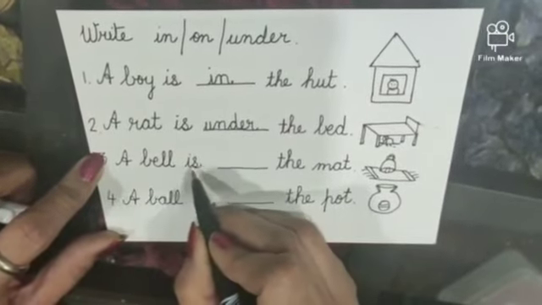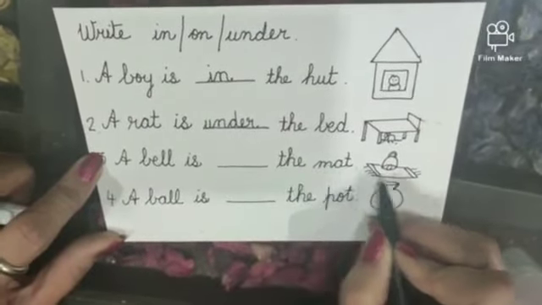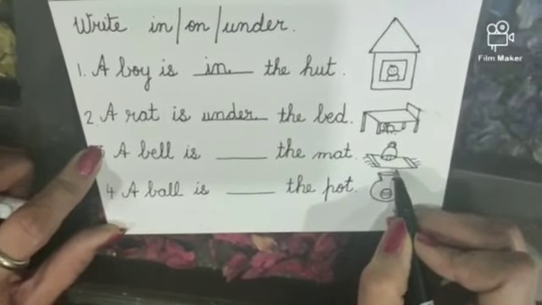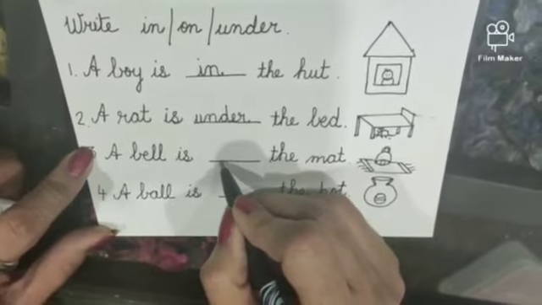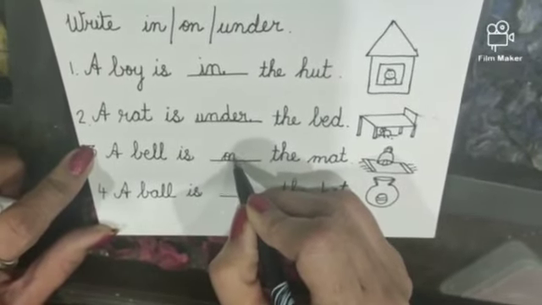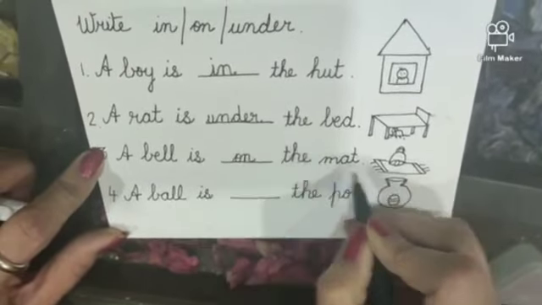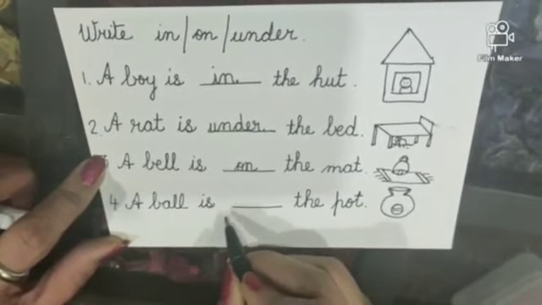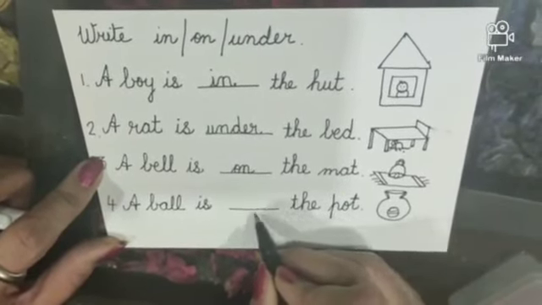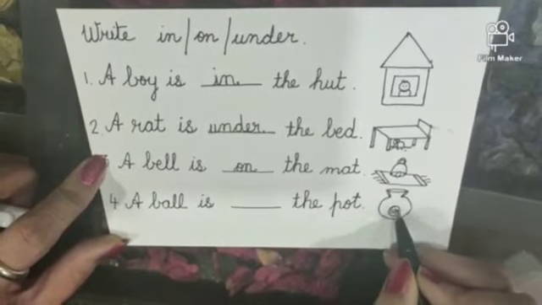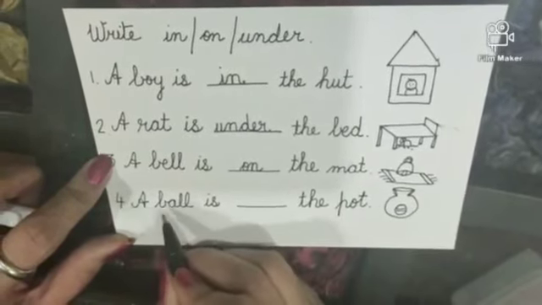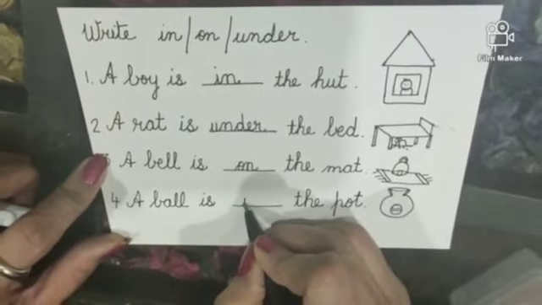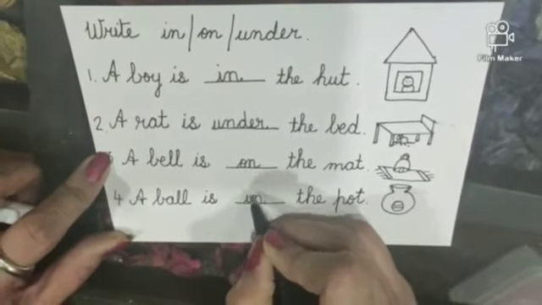Now, a bell is dash the mat. So, where is the bell kept? On the mat. Very good. A bell is O, N, on the mat. A ball is dash the pot. So, where is the ball now? In the pot. A ball is in the pot.